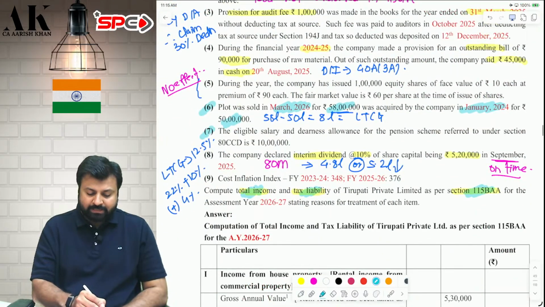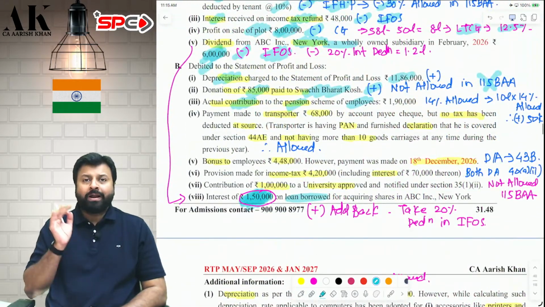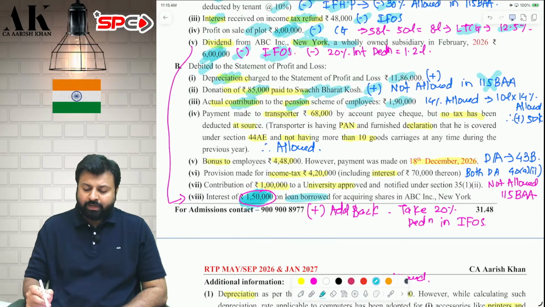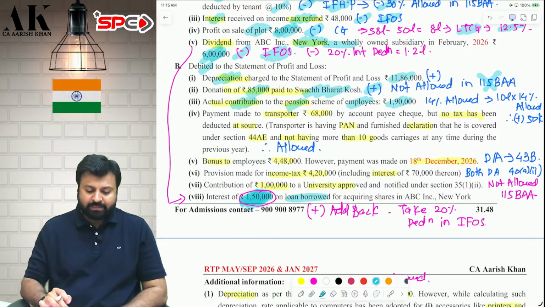That is given in point number 7 below. It is 10 lakh rupees. The basic salary and dearness allowance is 10 lakh. Therefore, 14% of that is how much? 1,40,000 will be allowed as deduction. But you are contributing how much? You are contributing 1,90,000. Therefore, how much deduction will be allowed to you? Only 1,40,000 will be allowed to you. Therefore, 50,000 expenditure will be disallowed over here.